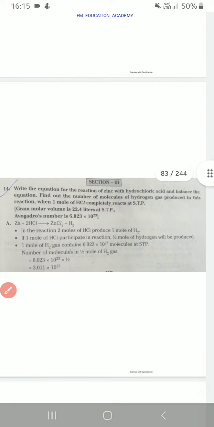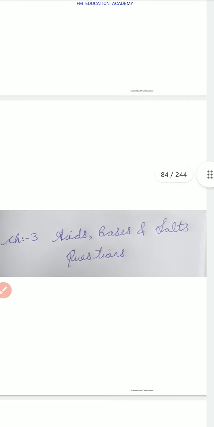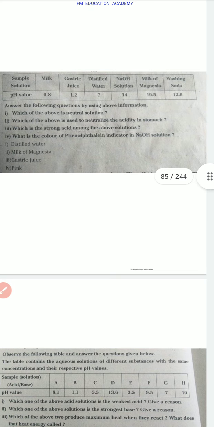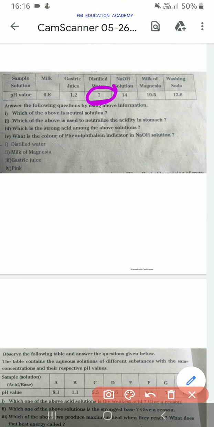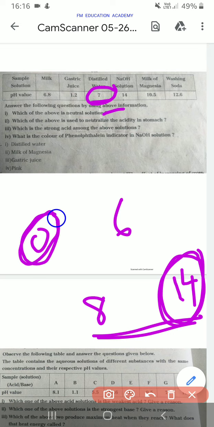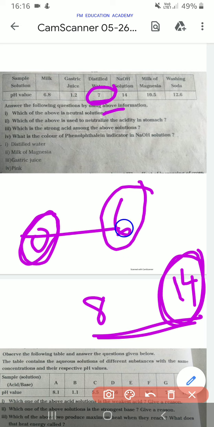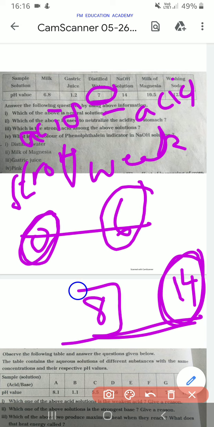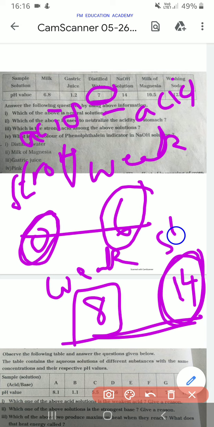Okay. Next question, equation for reaction of zinc with hydrochloric acid. Then you have the third chapter, acids, bases and salts. These questions are there. Remember, a neutral solution means pH will be 7 always. An acidic solution means from 0 to 6. A basic solution means from 8 to 14. A strong base is very near to 14. A strong acid is very near to 0, that is 0 to 3 is a strong acid. If it is nearer to 6, it is a weak acid. Remember this, these are acids, 0 to 6. Then 8 means weak base and 14 means strong base.